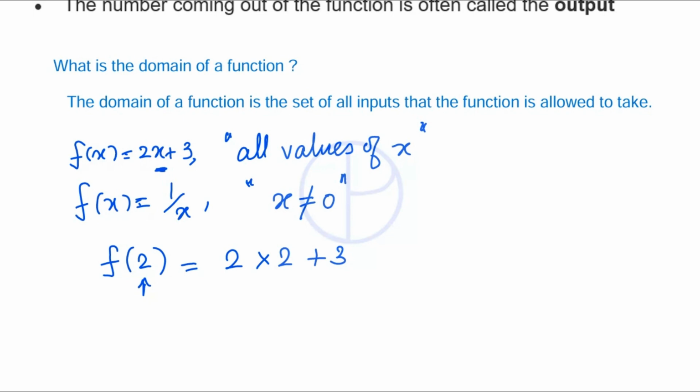So now at this point, I can go and evaluate following the order of operations. So try to avoid making mistakes here. You have to follow the order of operations. So here, let's evaluate this. 2 multiplied by 2 is 4. So 4 plus 3 is 7. So that's going to be 7.